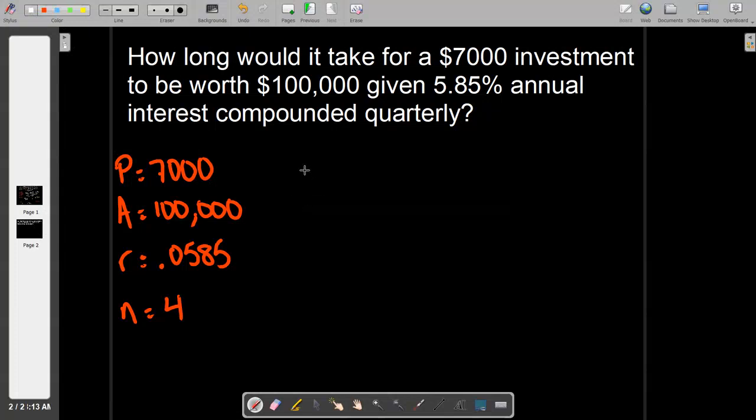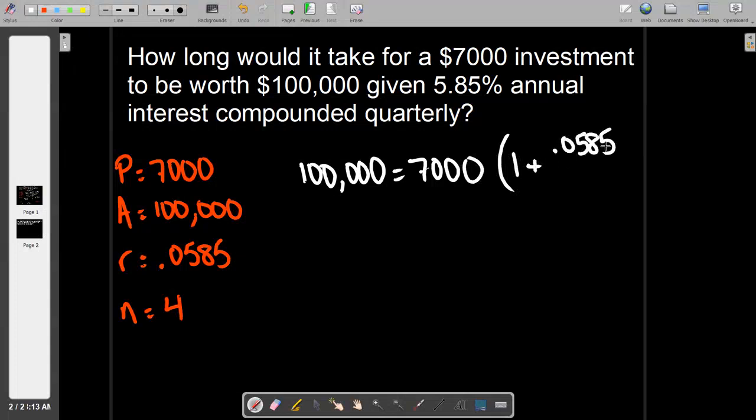So in place of A, we put 100 grand. And we put equals P, which we replace with 7 grand. And then in our parentheses, we put 1 plus 0.0585 divided by 4 raised to the power of 4 times t.